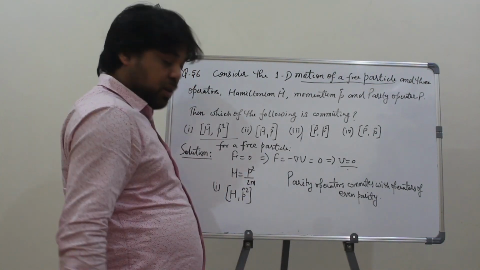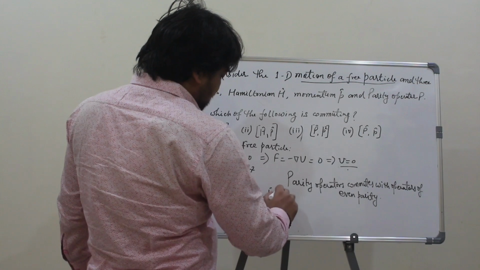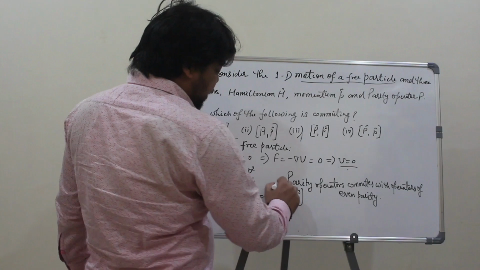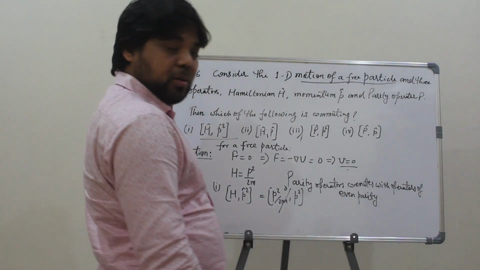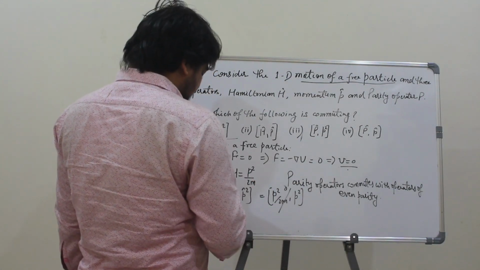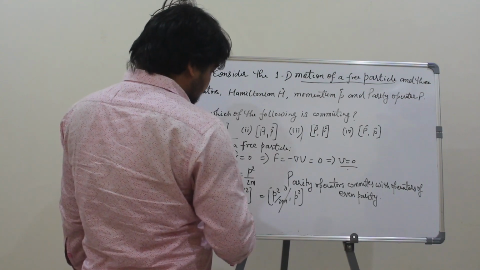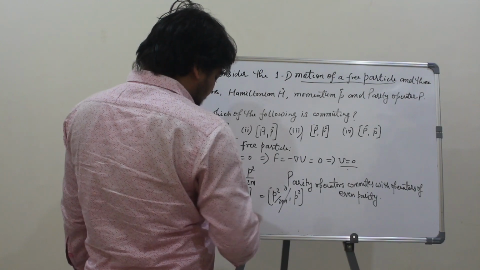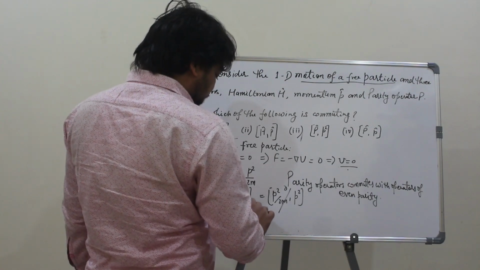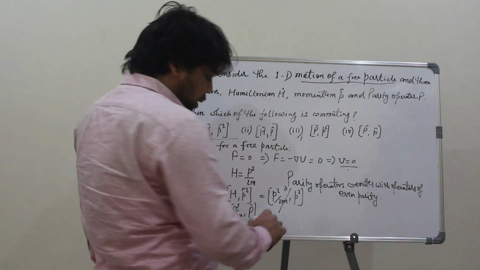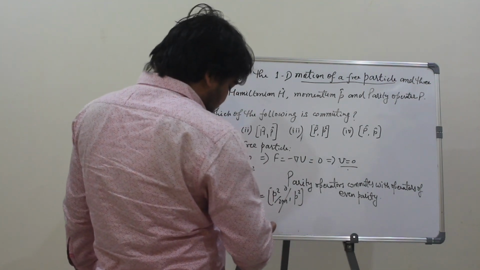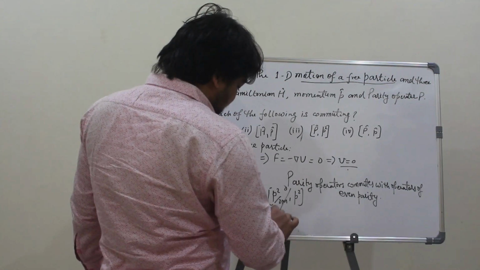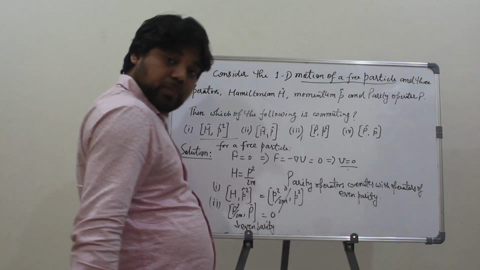Now H, P square is what? It is P square by 2m, P square. Now it is simple. This is simply vanishing, right? Both are commuting, momentum is there. The second one is H and parity. Now as I said, H is nothing but P square by 2m, and this is parity operator. Now P square commutes with parity as it is of even parity. So it means that this is going to be 0.